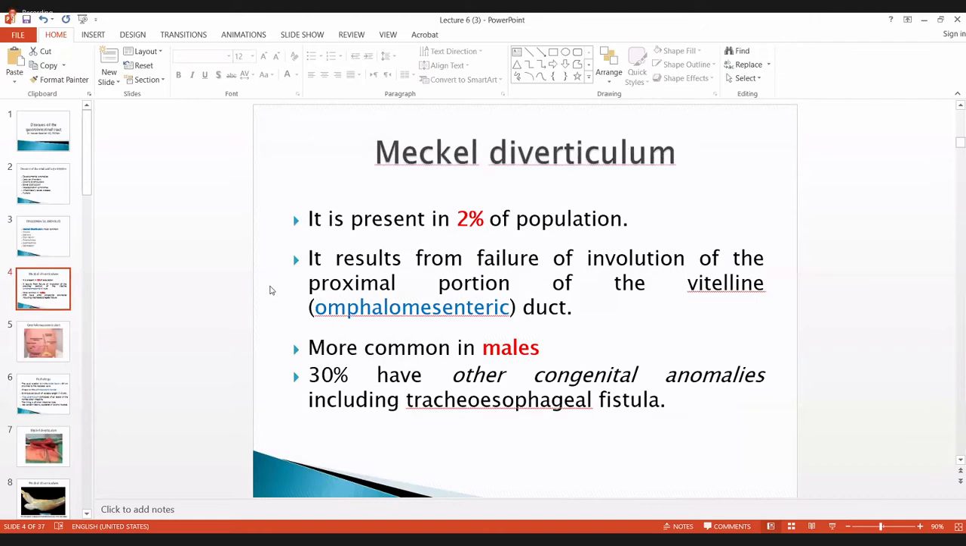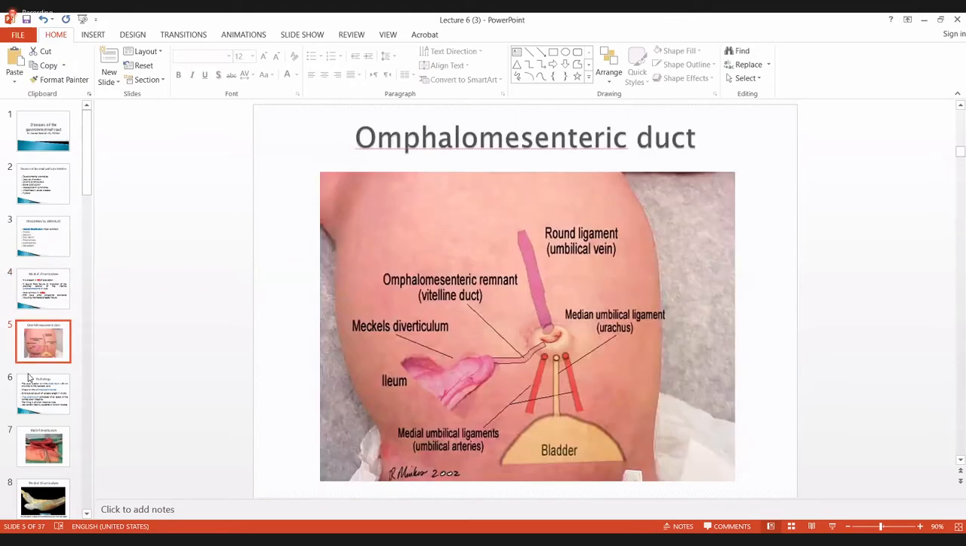نرجع. It is present in 2% of the population, so it is relatively common يعني. More common in males and 30% have other congenital anomalies زي tracheoesophageal fistulas and others. متذكرين لما حكينا على tracheoesophageal fistulas وحكينا they are mostly part of يعني بيكون البيبي عنده other congenital anomalies منهم Meckel's diverticulum. Okay.